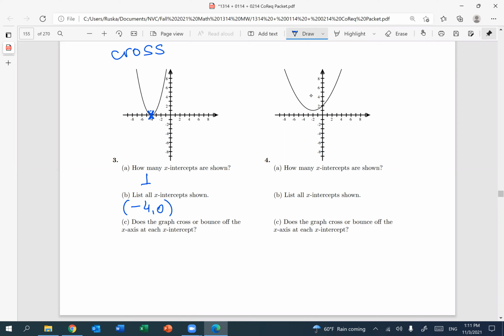Now, is it cross or bounce? This is the example where the graph bounces. That's correct. Yes, it's going to bounce. Good job. It's going to bounce because it's touching the x-axis and going up again.